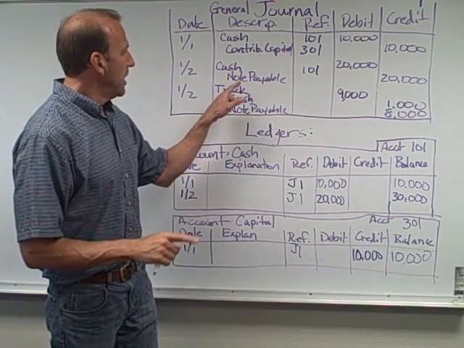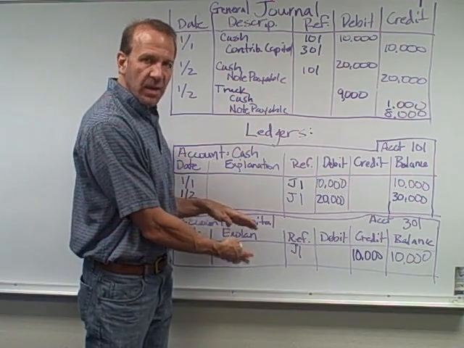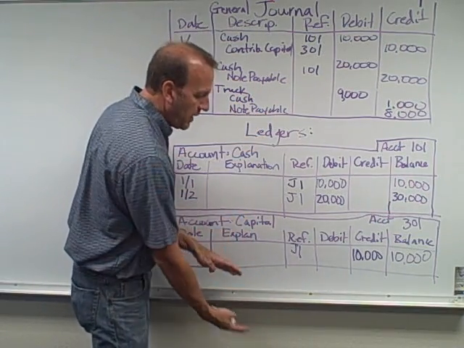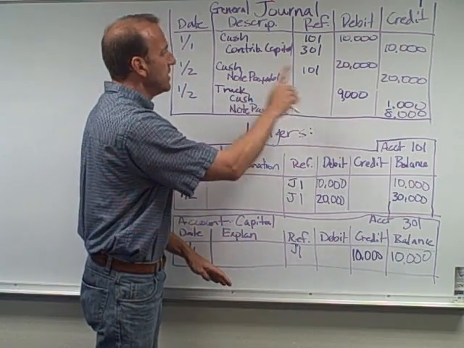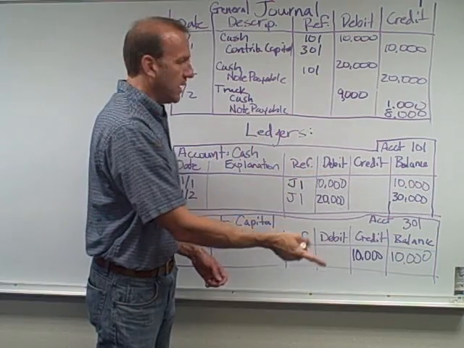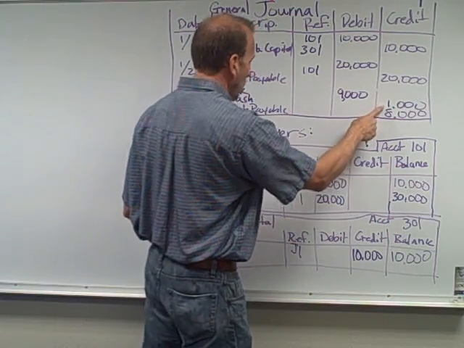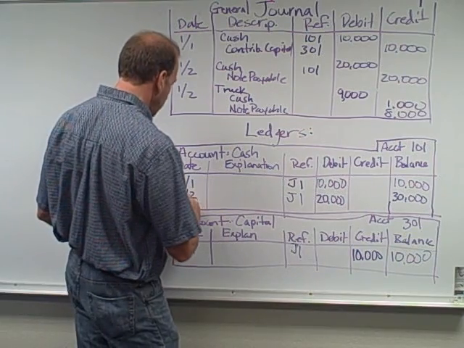Now let me point out that you would do the same thing for notes payable. There would be a ledger for notes payable. I just don't have room for that on the board. But there would be a ledger for notes payable, and you would move this into notes payable. There would be a ledger for truck, and you would move that into the truck account. This cash, well, we already have this one. This would be put in here. In fact, let's do it.